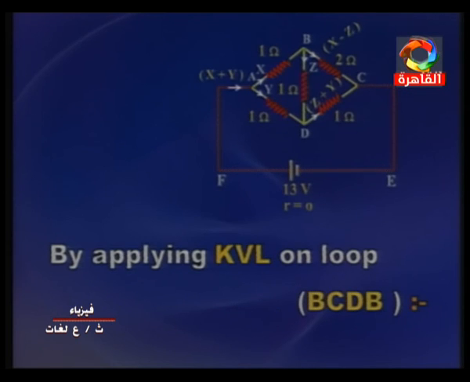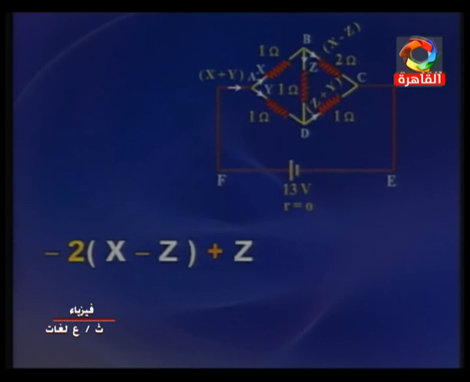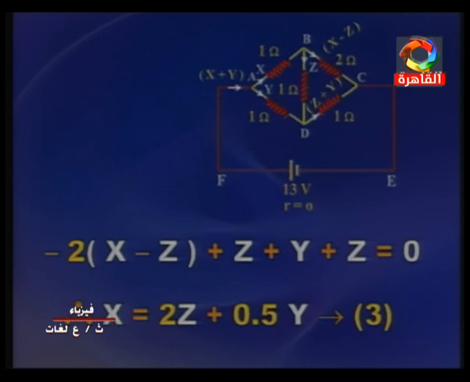We'll apply Kirchhoff's voltage law once again, but on loop B, C, D, B. And never forget, we are going clockwise. So minus 2(X minus Z) plus (Y plus Z) is equal to 0. So X is equal to 2Z plus 0.5Y. This is the third equation.